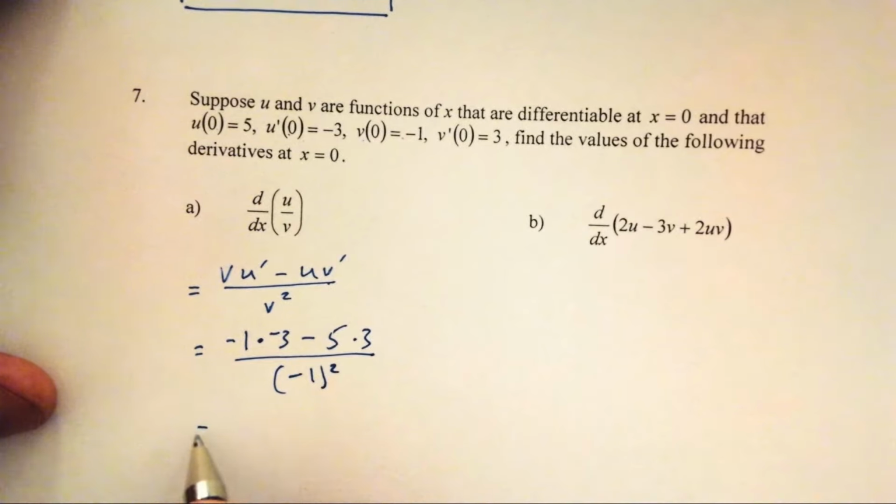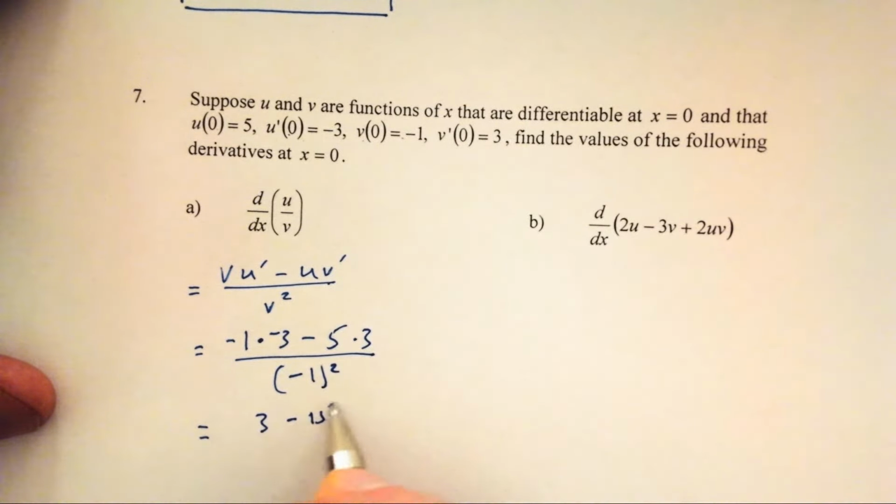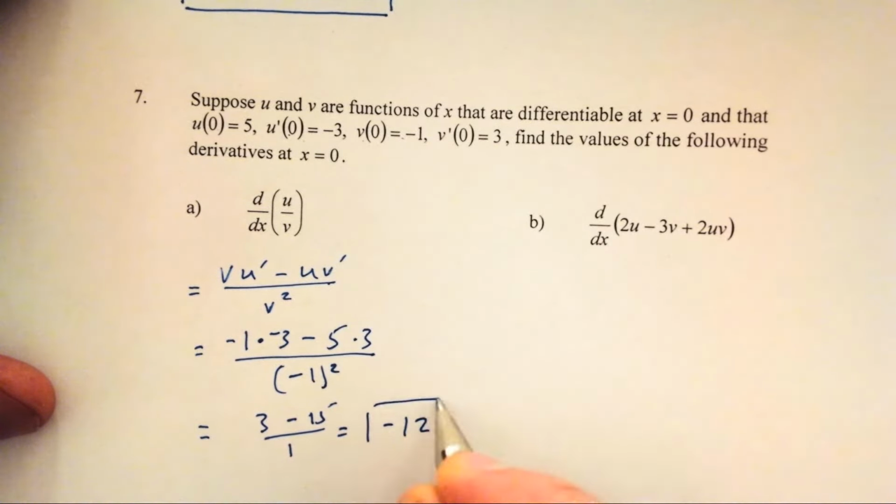So I get positive 3 minus 15 over positive 1, or I get negative 12.